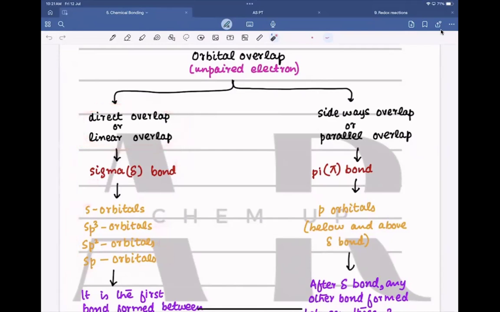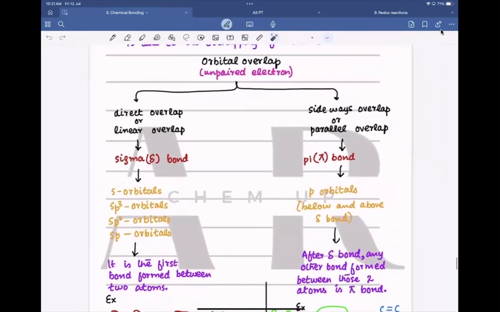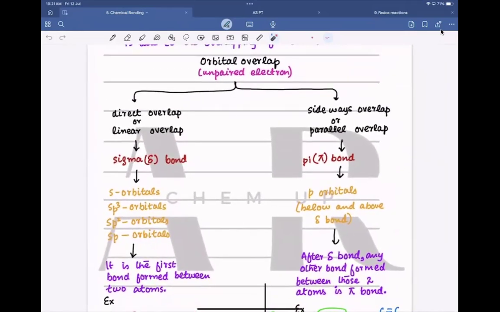Okay. The other important thing over here is that when two atoms interact with each other to form a covalent bond, the sigma bond is the first bond that is formed between the two atoms. Is this clear? Yes, sir. Because every atom has an s orbital, the first one is always the sigma bond. If an atom does not have any s orbital, then it has any one out of these three.